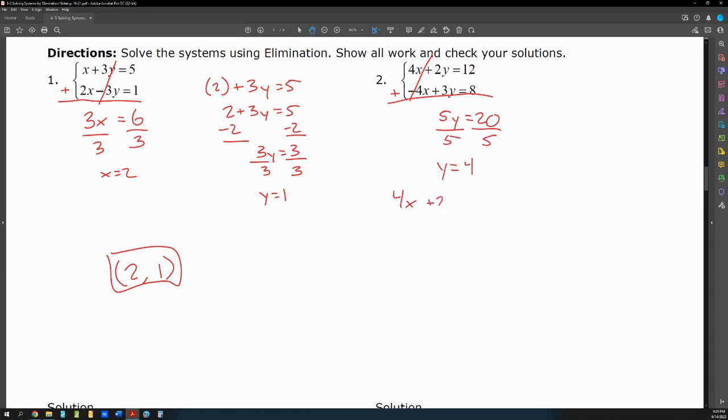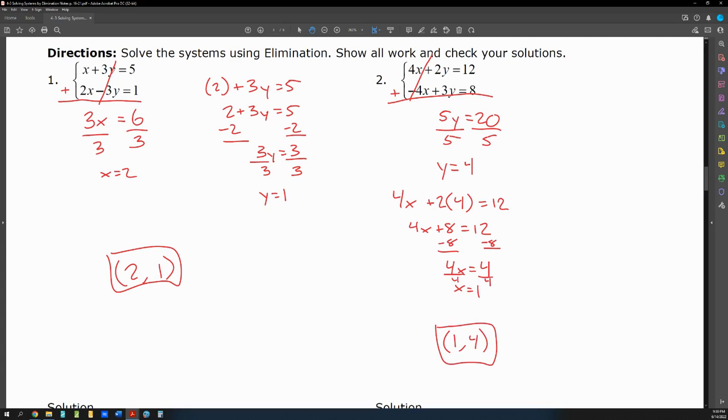Plugging into one of the original equations, I'm going to plug into the first equation. 4x plus 2 times 4 equals 12. Well, 2 times 4 is equal to 8. So 4x plus 8 equals 12. Subtracting 8 from both sides, we get 4x is equal to 4. So x must be equal to 1, dividing both sides by 4, right? So our solution is 1, 4.